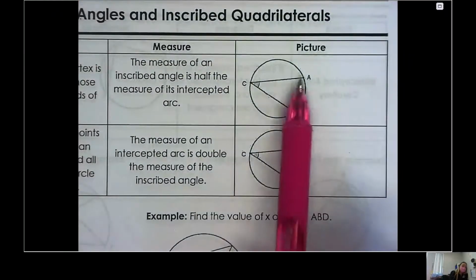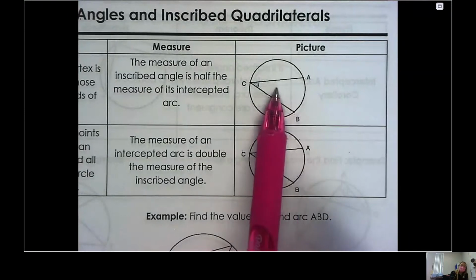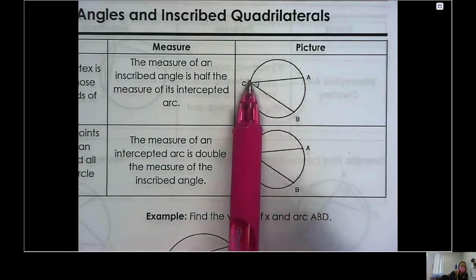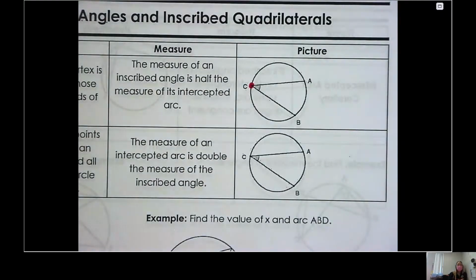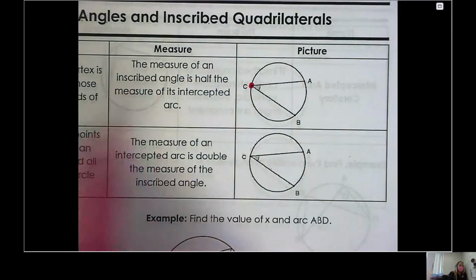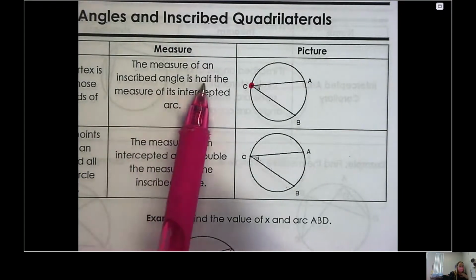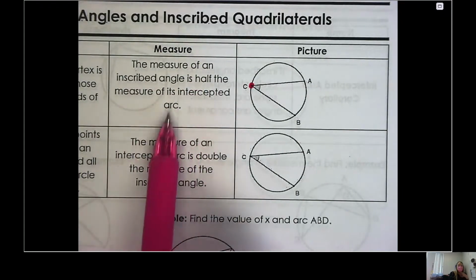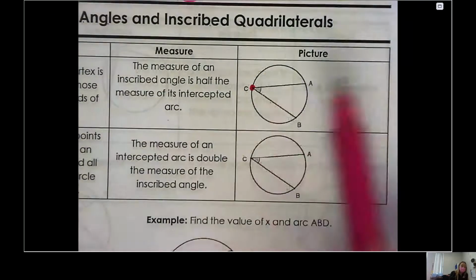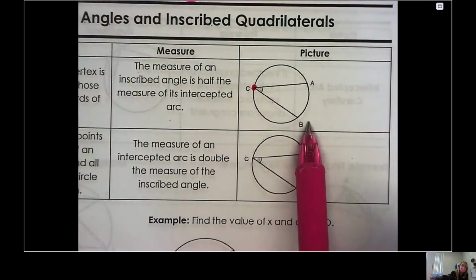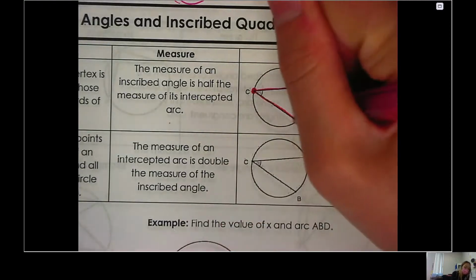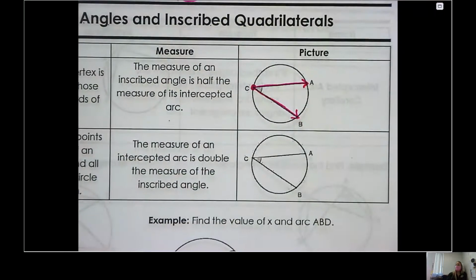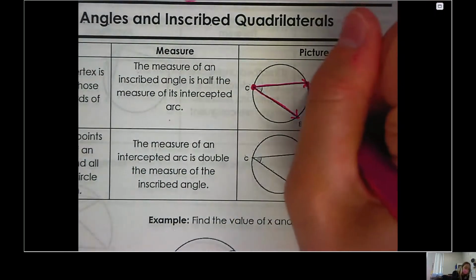If you take a look at this first picture here, my angle does not go to the center, so it's not a central angle. It goes to the edge of the circle. So here's my point C on the edge of the circle, and this is called an inscribed angle. The measure of an inscribed angle is half the measure of its intercepted arc. So if I trace the chords that make up this angle, and I follow these straight out, I get arc AB.